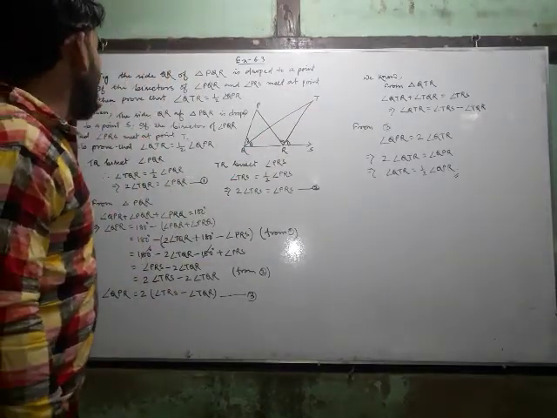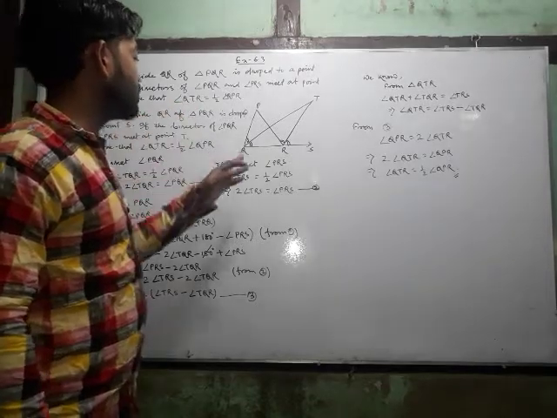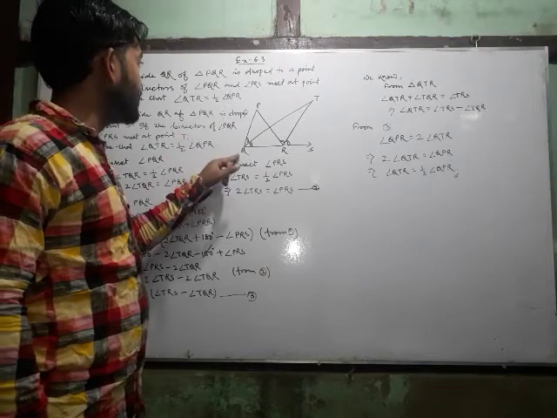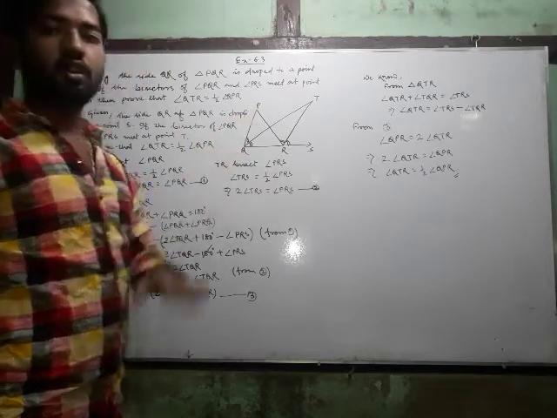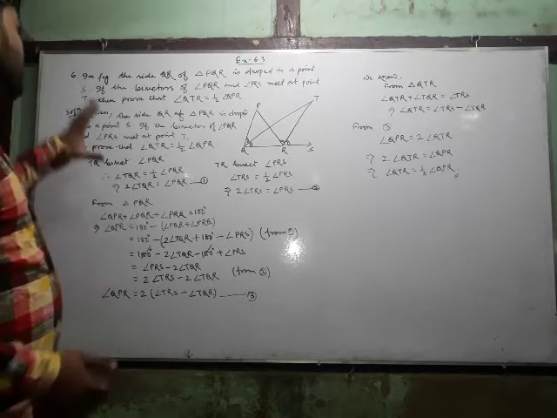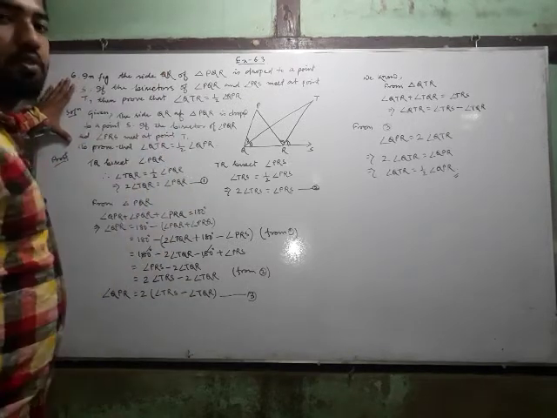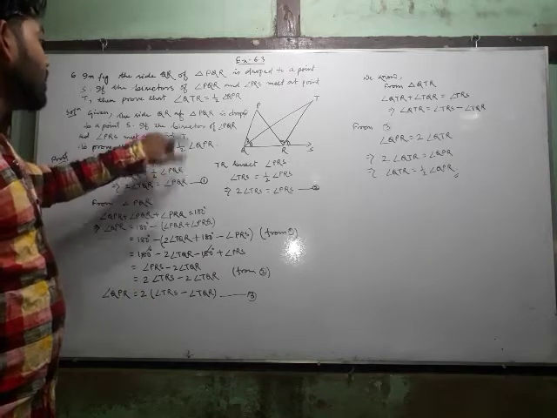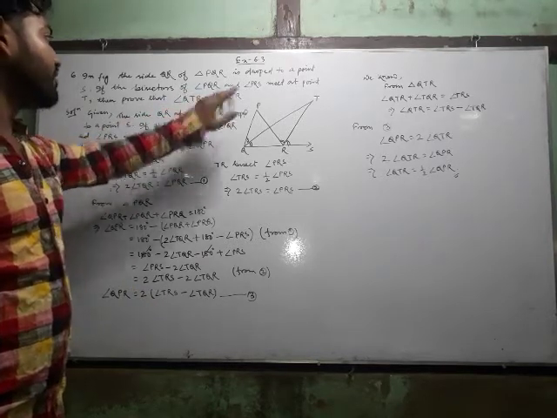Then prove that angle QTR equal to half of angle QPR. So this is the question. Now come to the solution. In the solution we shall write whatever is given in the question, and we shall write the same up to this point to prove that angle QTR equals half of angle QPR.